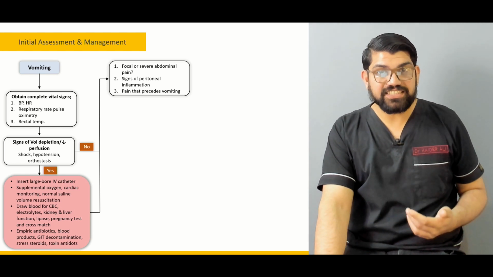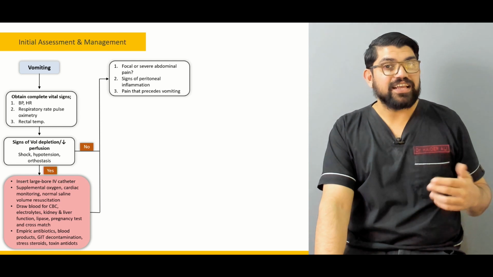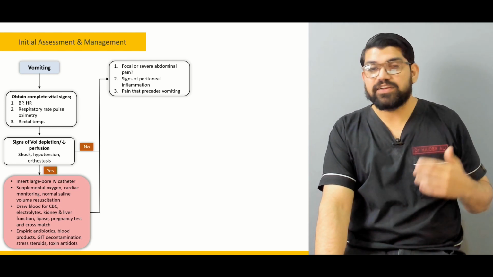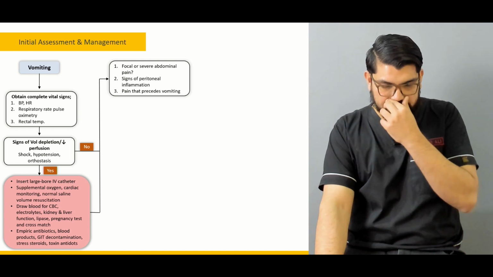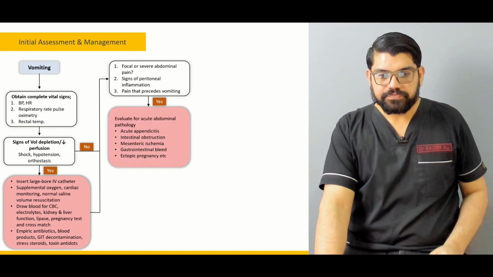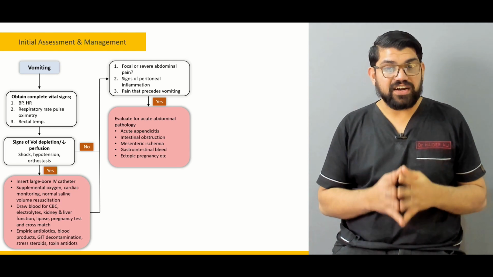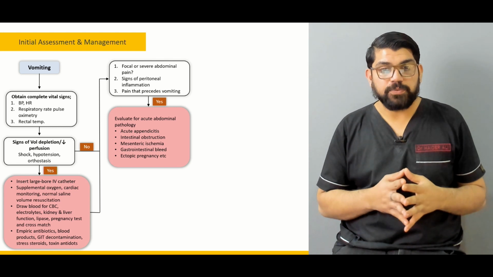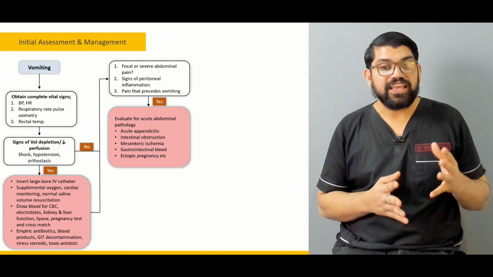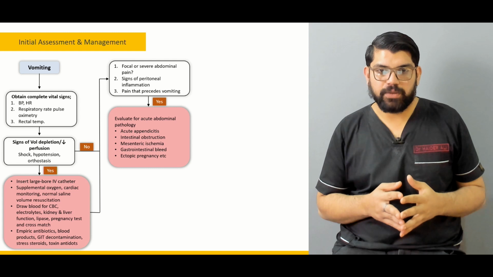Pain that precedes vomiting, which can be insignificant, and pain that goes away with vomiting, is a sign of gastric outlet obstruction. So if these signs are present, think of acute appendicitis, intestinal obstruction, mesenteric ischemia, gastrointestinal bleed, and ectopic pregnancy.